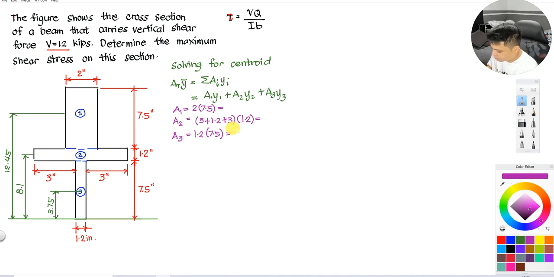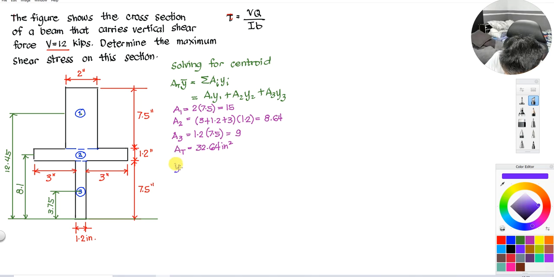So the first one, 2 times 7.5, that's 15. And then this one is 3 plus 1.2 plus 3 times 1.2, that's 8.64. And then 1.2 by 7.5, you will have 9. Okay, so our total area becomes equal to 15 plus 8.64 plus 9. So the total area is 32.64 inches squared.